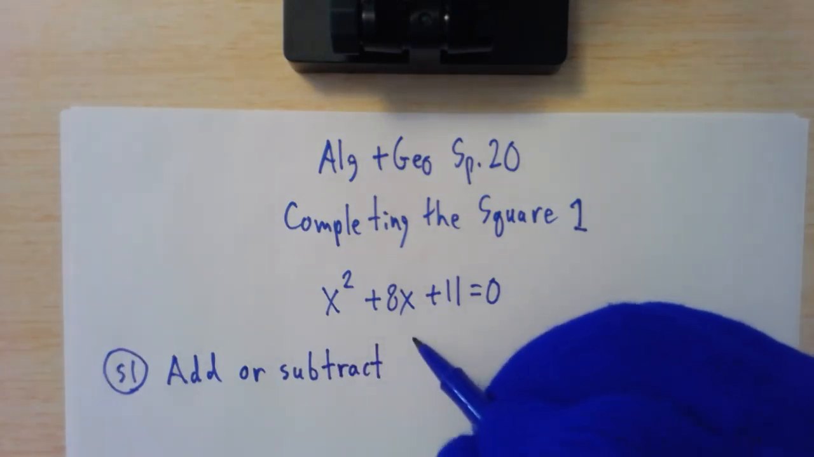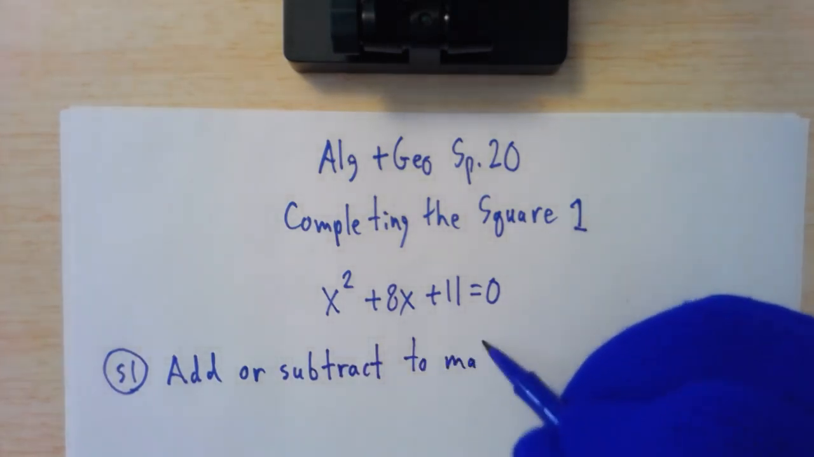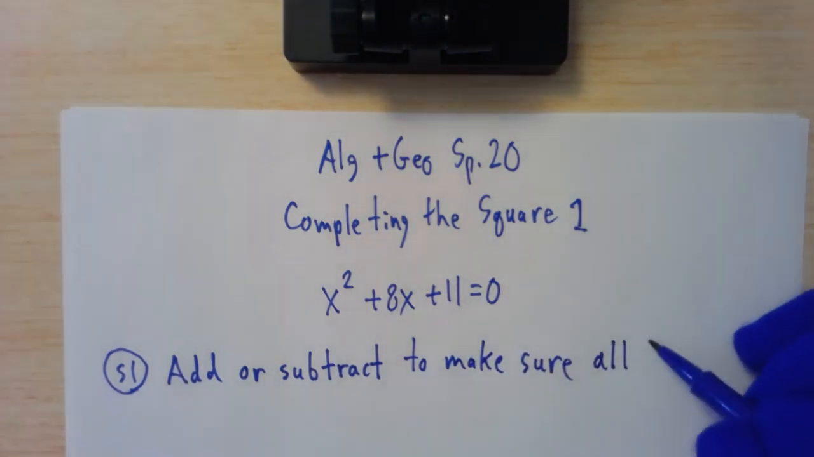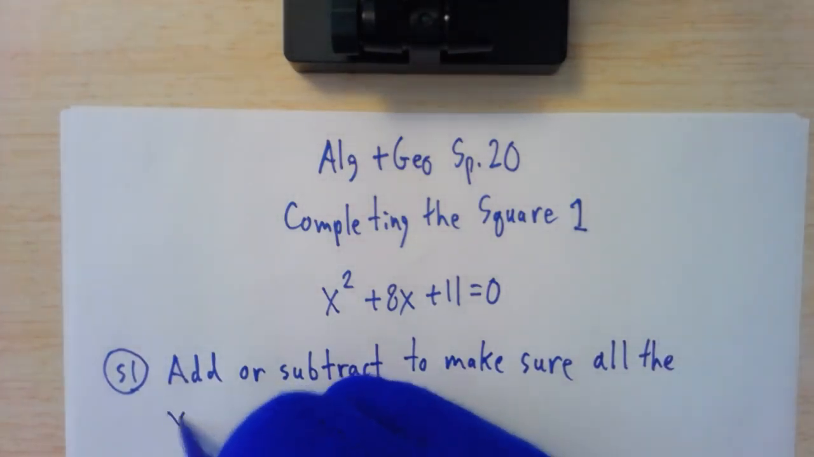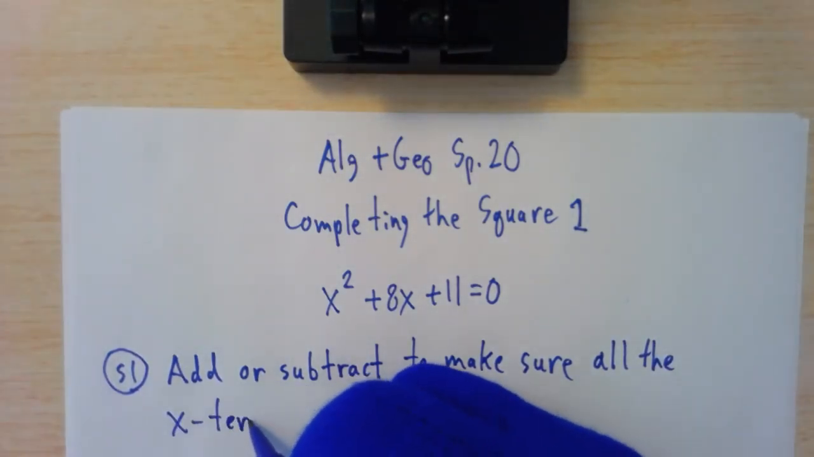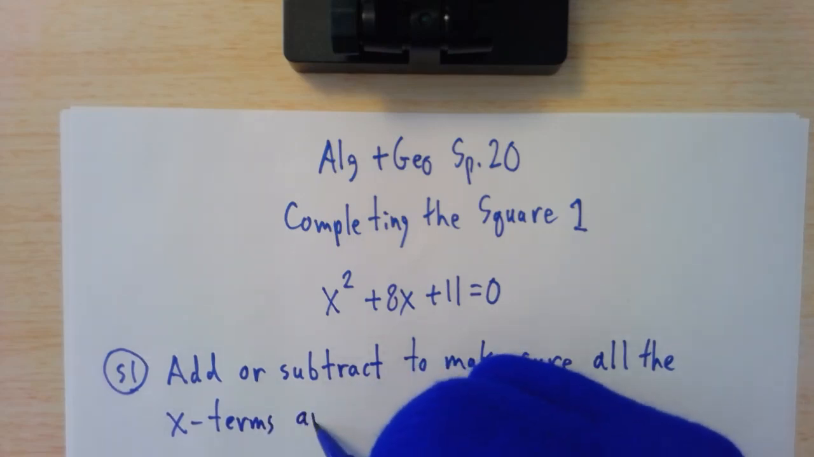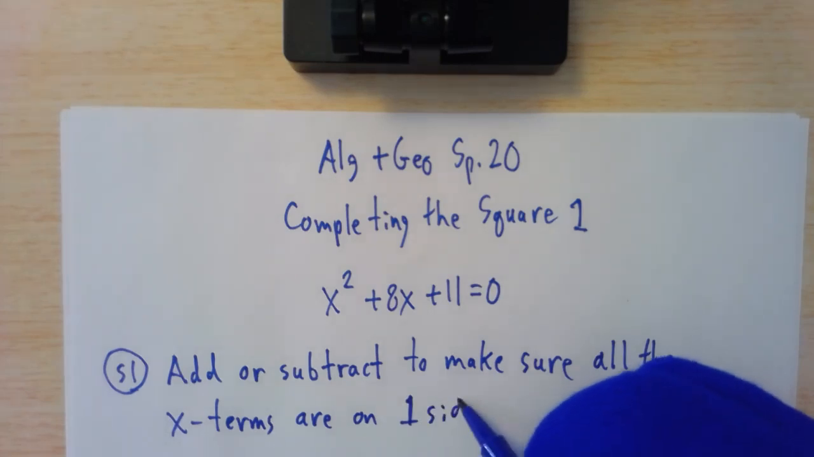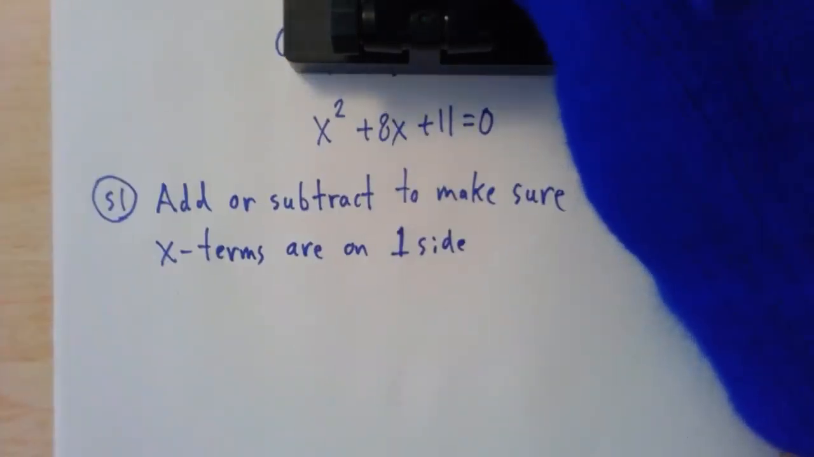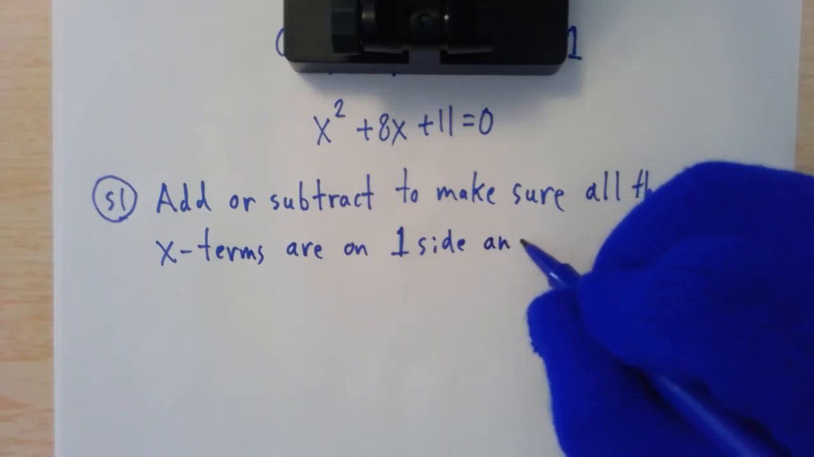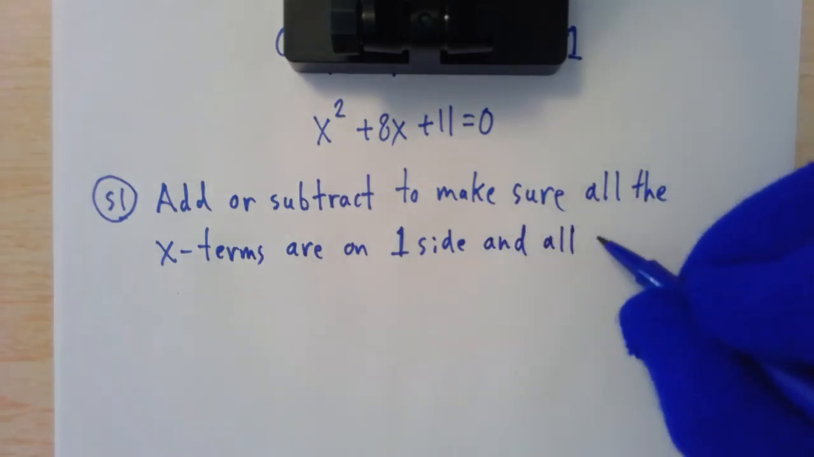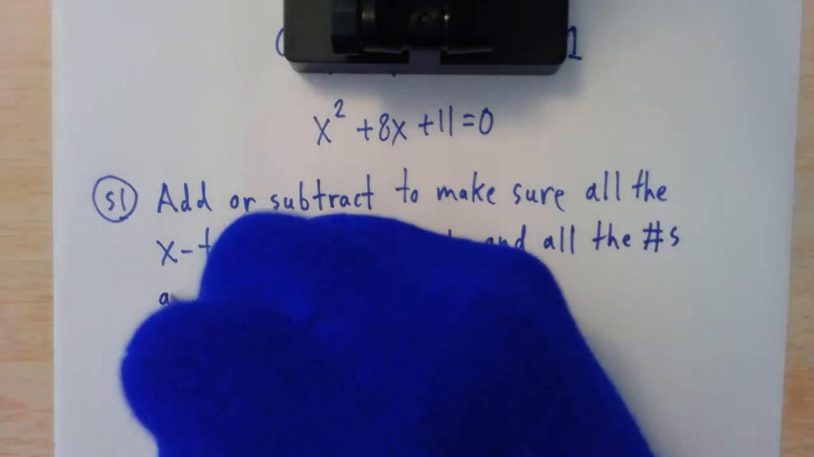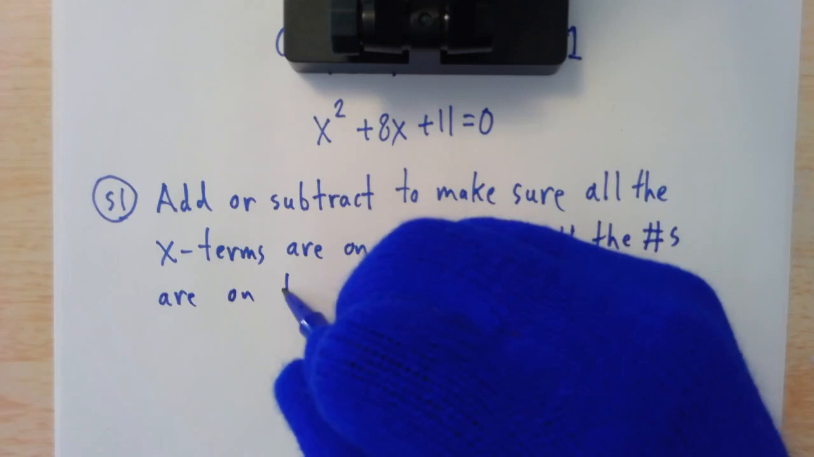Take these notes with me. To make sure all the x terms are on one side, bring it down, and all the numbers are on the other side.